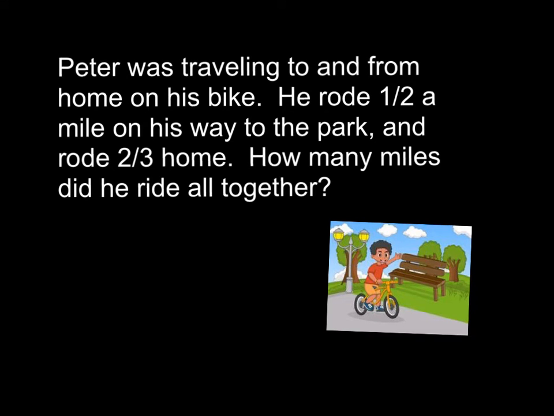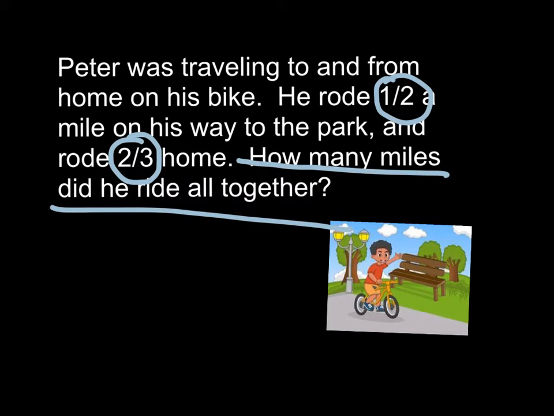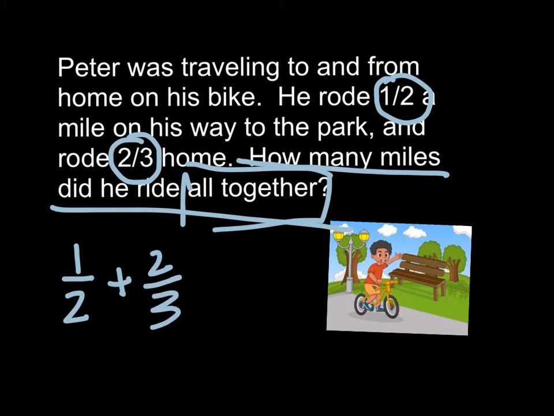So our question today is, Peter was traveling to and from home on his bike. He rode half a mile on his way to the store, and he rode 2/3 home. So the question is, how many miles did he ride altogether? The important information here is he rode half a mile there, 2/3 home, and we want to know how many miles he rode altogether. We know we're going to add because the word altogether tells me I'm going to add. So I'm going to add the fractions 1/2 and 2/3.